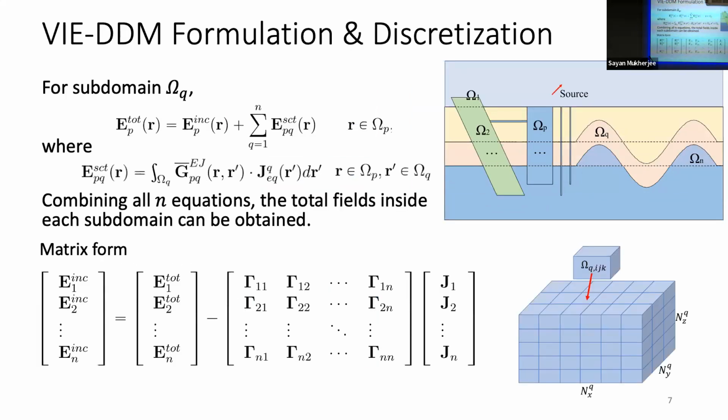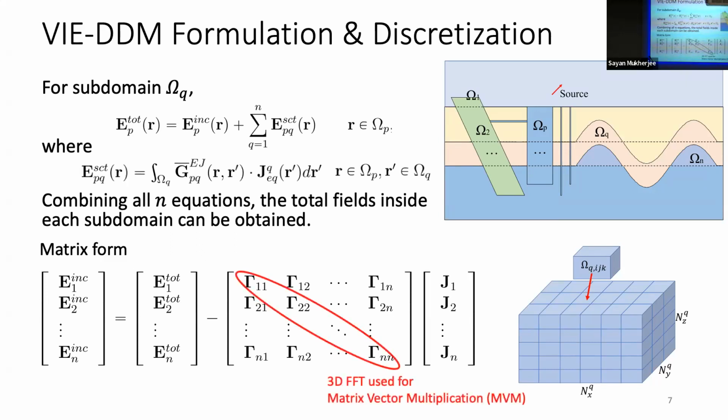So first, for each subdomain, we apply this integral equation, and then combine all the equations together and form the matrix form of this kind. We can observe that these diagonal terms are actually the interaction between the cells. So the 3D FFT can still be used for the matrix vector multiplication.